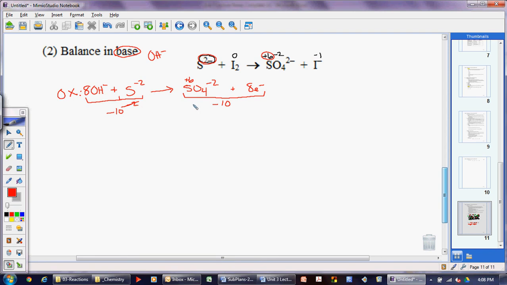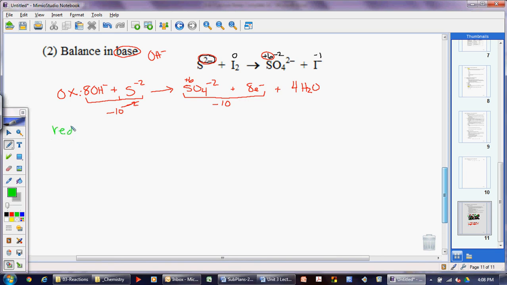We're going to add waters to make sure that our hydrogens are balanced. Notice we just added a whole bunch of H's to the left-hand side, so we're going to add some waters to the right-hand side. So we have H2O on the right. How many do we need? Well, we just added 8 H's, so we need 4 waters to make that work. And again, take a look at your O's. 8 O's on the left, 4 in the sulfate, and 4 in the H2O. That means we've got 8 O's. We're balanced. We're good.